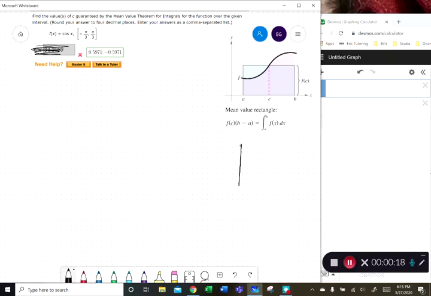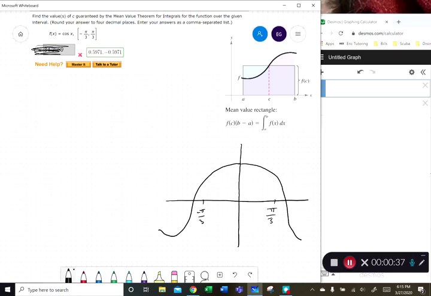In this case, we have the cosine function. So let's look at the graph of cosine of x on the interval negative pi over 3 to pi over 3. If we were to evaluate the definite integral of the cosine function on that interval, what it would give us is the area under the curve, the area bounded between the cosine function and the x-axis.